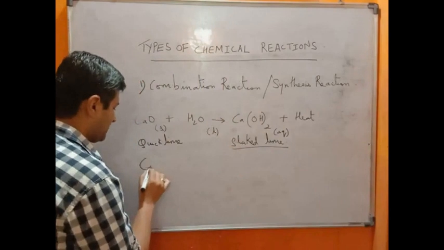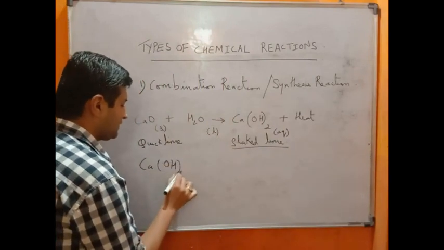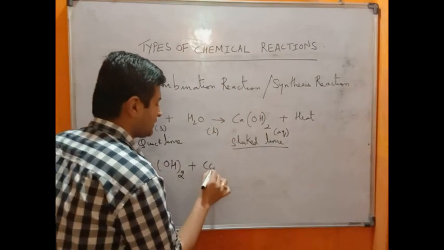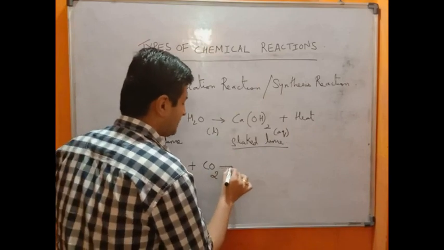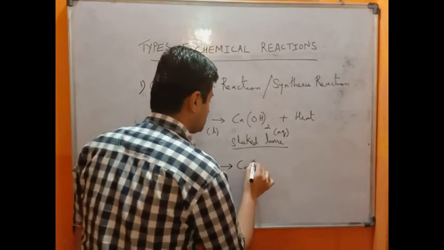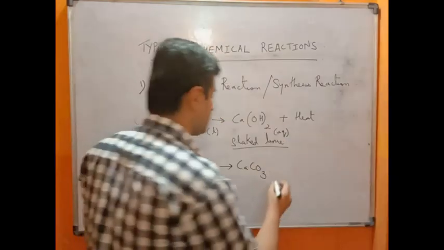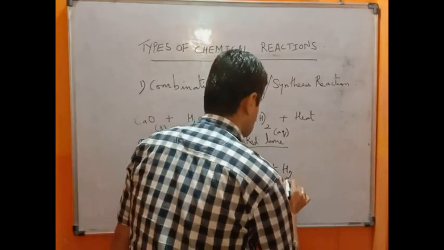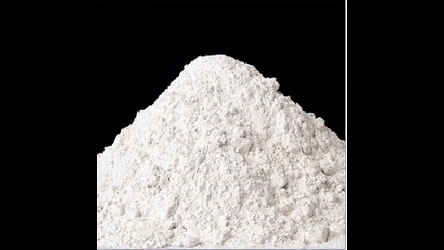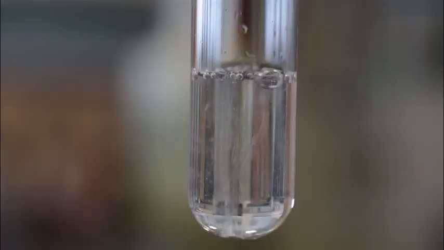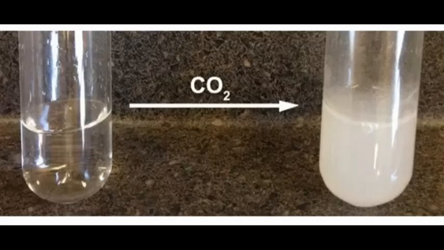When this calcium hydroxide comes in contact with carbon dioxide in the air, then it gets converted to calcium carbonate plus water. Calcium oxide dissolves in water to form calcium hydroxide, which is clear colorless solution, and when we pass carbon dioxide through it, it turns milky white.